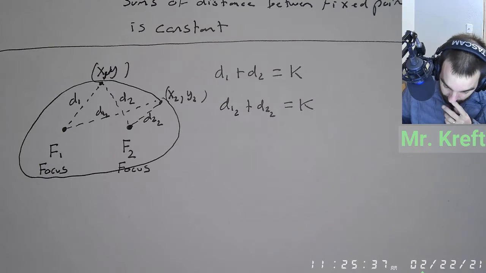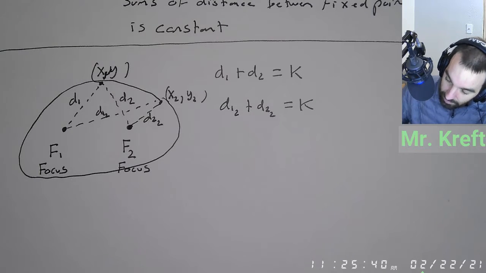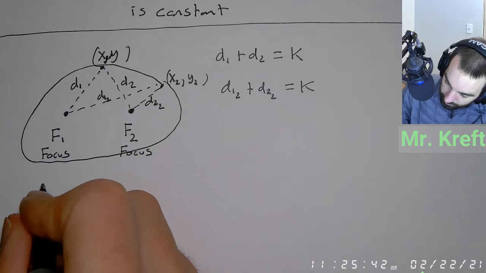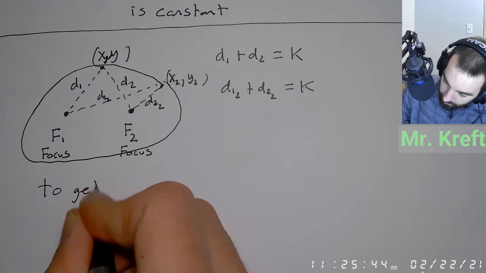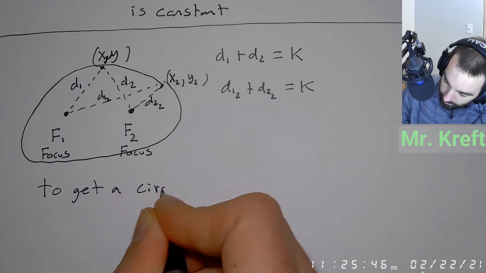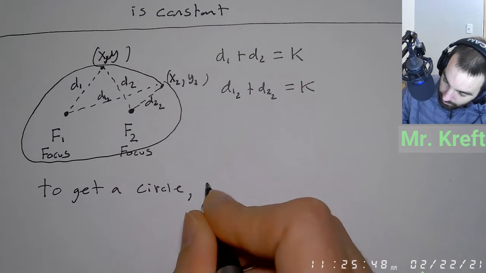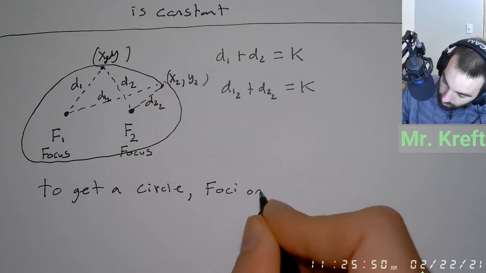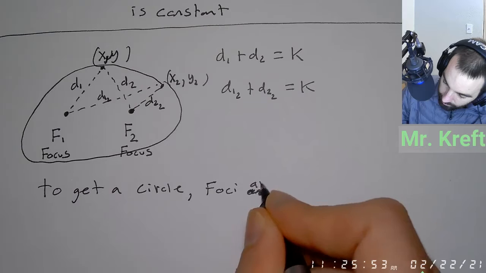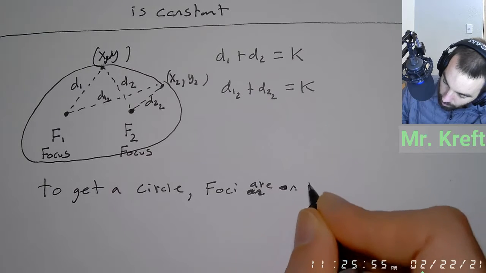Now, to get a circle, the foci are on the same point.